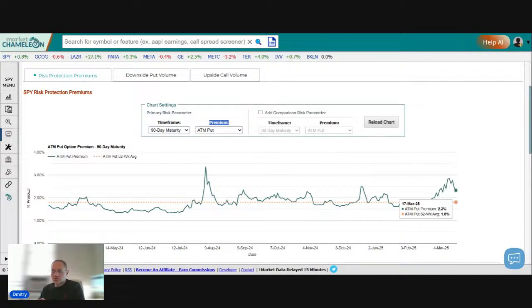So what is the difference? Because we could buy a 90-day option and sell a 30-day option. That's a time spread. What does that cost? And then what is that cost relative to history? Are we on the higher end, lower end, or on the average?